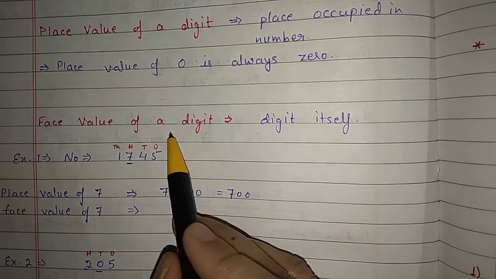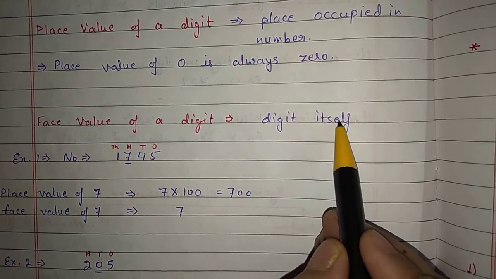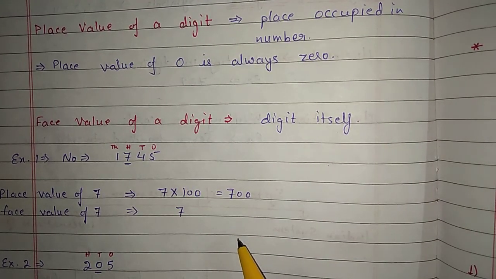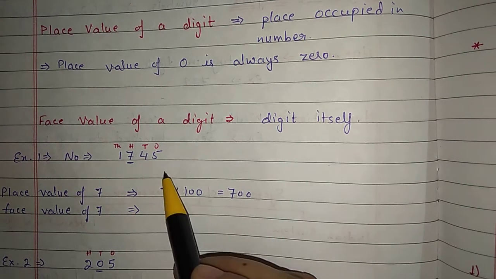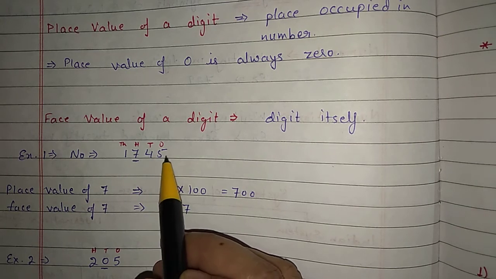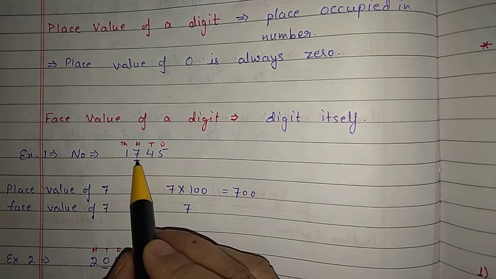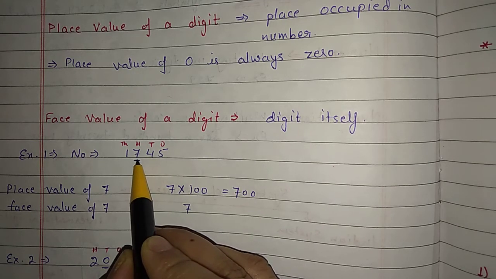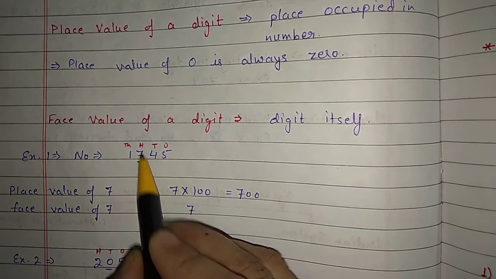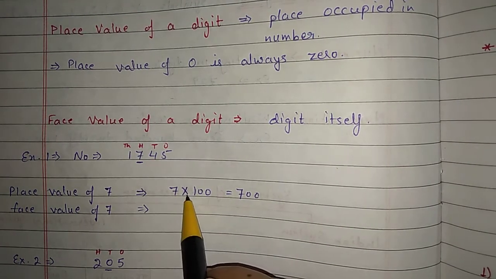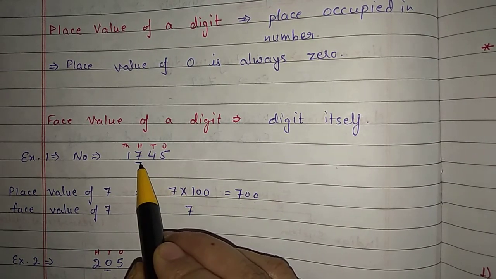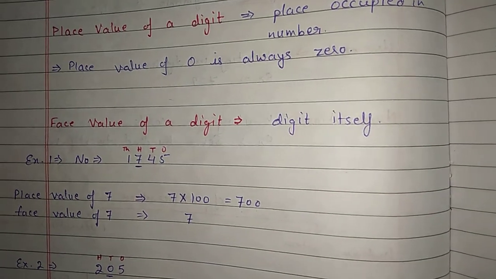Next, after place value we have face value. Face value means the digit itself. If 7, it means 7; if 8, it means 8. We should not multiply here with anything. You can see here one example I have taken. The number is 1745. In this number I want to find out the place value and face value of 7. Now for the place value of 7, we have to take 7, and 7 is at which place? 7 is at the 100 place. So multiply with 100. So the place value of 7 is 700. The face value of 7 will be 7.